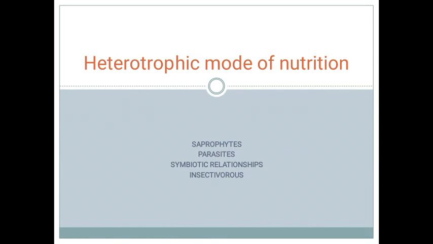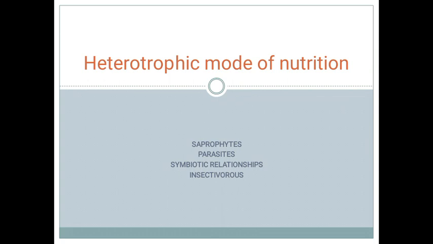Today in this video we are going to study about heterotrophic mode of nutrition. This comes as the last part of the first chapter of class 7 science, nutrition in plants. If the plants are having chlorophyll, they are able to make their own food. Such plants are called autotrophs.